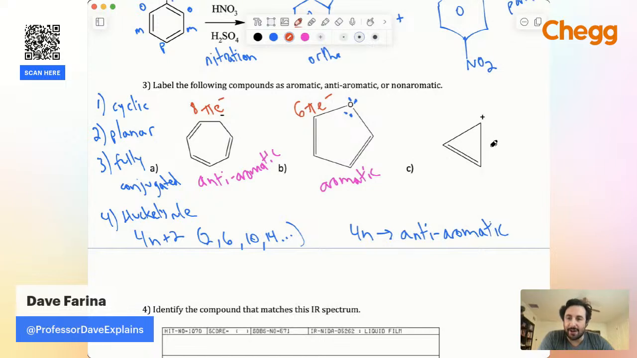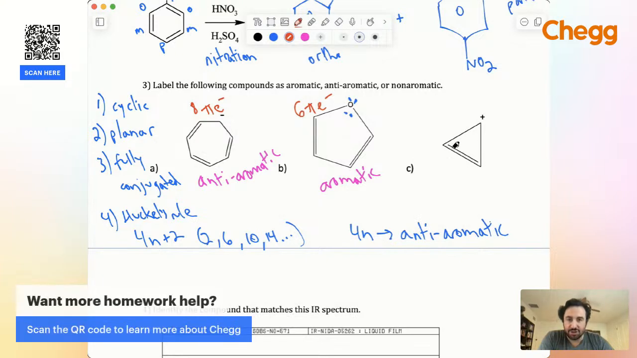So it is fully conjugated. Now, does it satisfy Huckel's rule? How many pi electrons do we have? In this case, we have only 2. Just the 2 in that pi bond. Remember, this carbocation indicates it's electron deficient, right? So that's not pi electrons, that's electron deficiency. So we have only 2 pi electrons, and therefore that does satisfy Huckel's rule. It's the smallest number that satisfies Huckel's rule. So this is actually the simplest aromatic system possible.